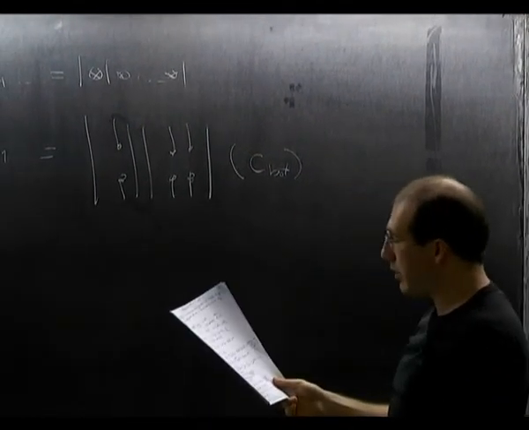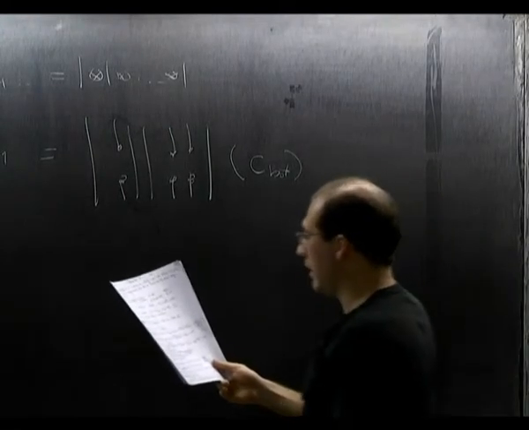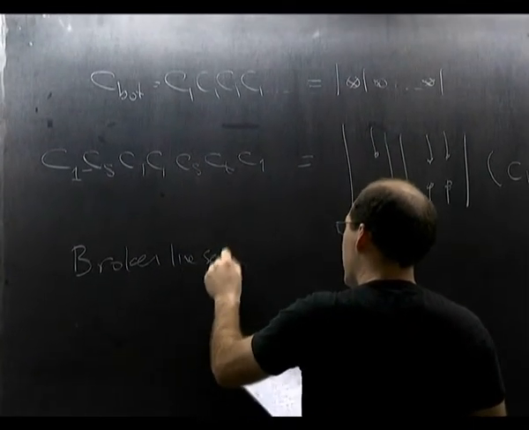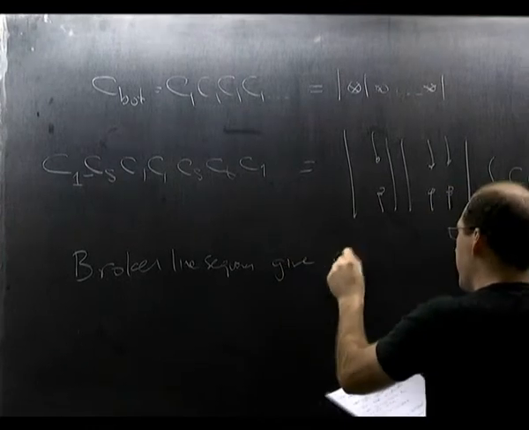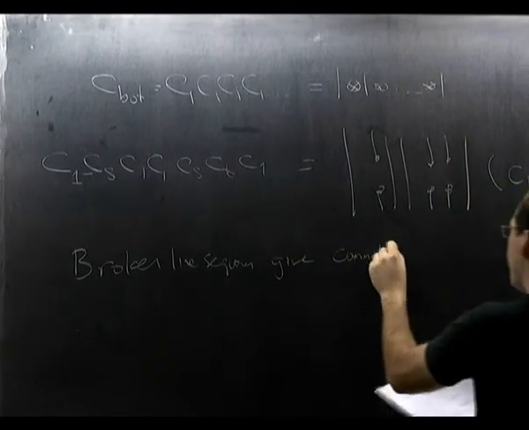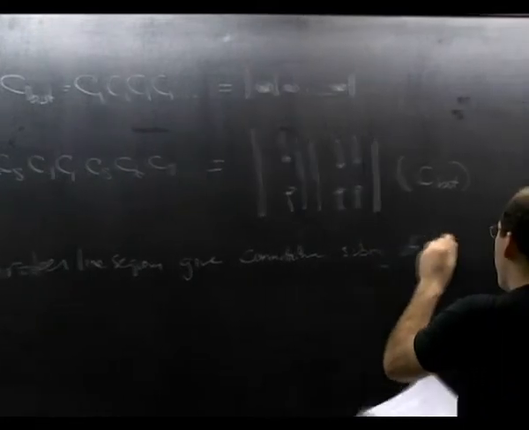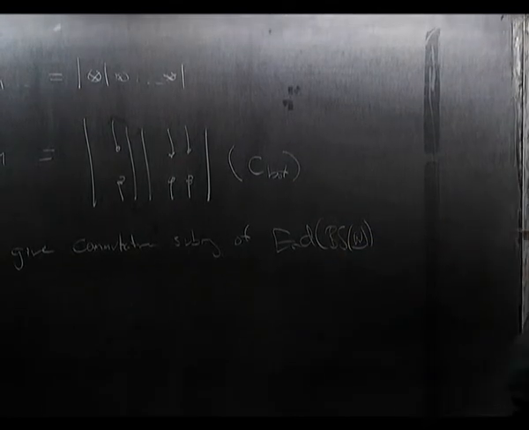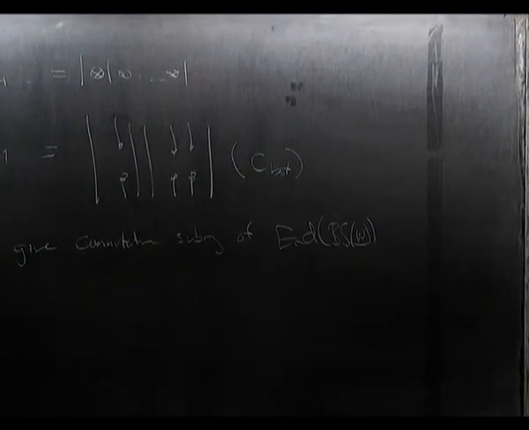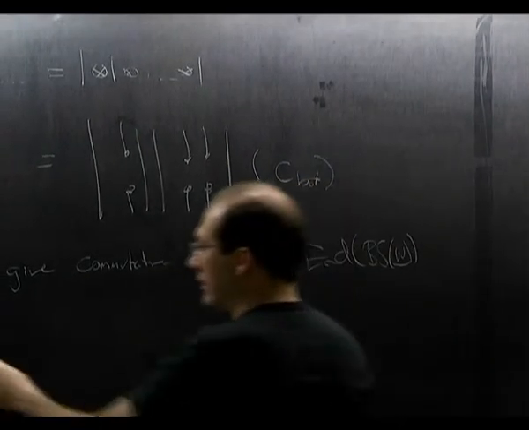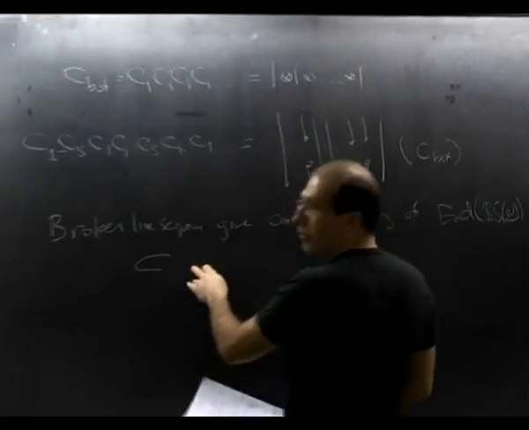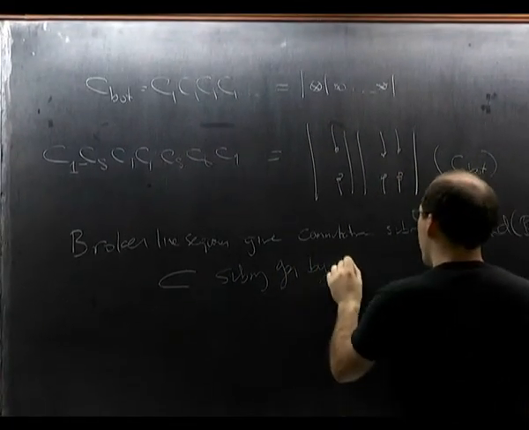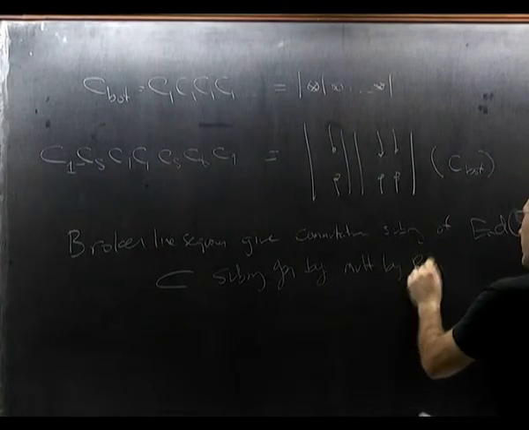And this is actually a commutative subring. Okay? So broken line sequences give a commutative subring of this endomorphism ring. I mean, this endomorphism ring is certainly not commutative. And one of the reasons that you know this is commutative is that it lies inside the subring generated by multiplication by R in various slots.